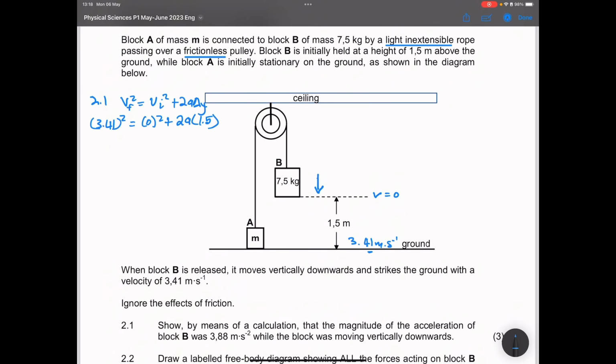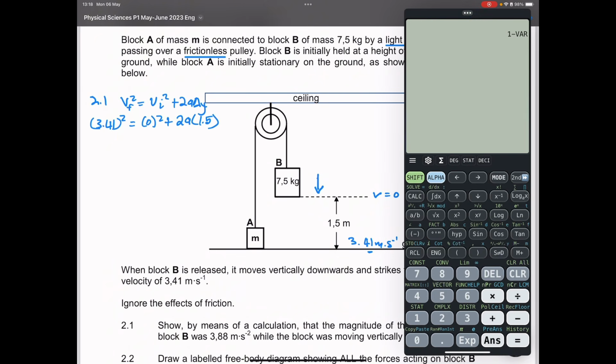So let's do our gymnastics over there. This is 3.41 squared, and on the right hand side, I've got 2 times 1.5, which is 3, so I've got 3a. I can divide by 3 on either side. What I do on the left, I will do on the right. And in this case, you can definitely see on my calculator that my acceleration is 3.88 meters per second squared. So let's show that. That's 3.88 meters per second squared.